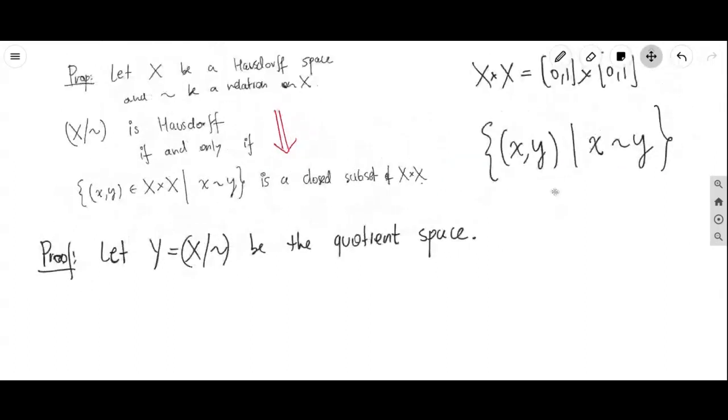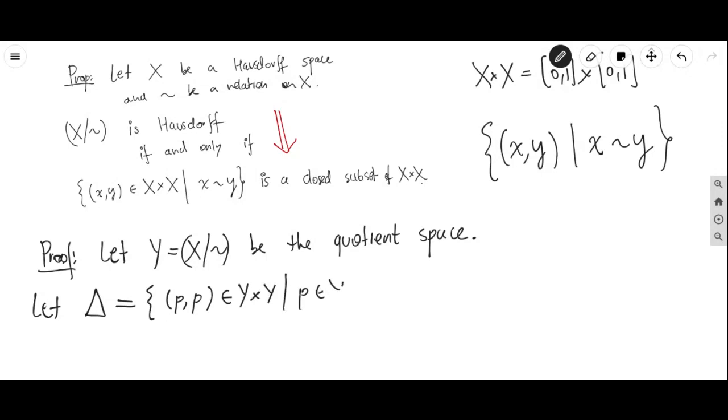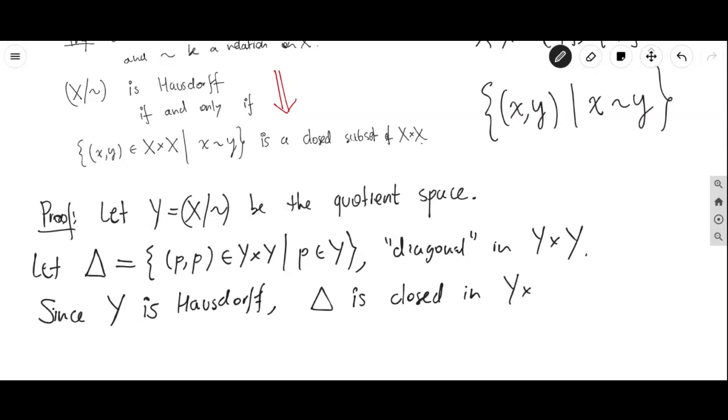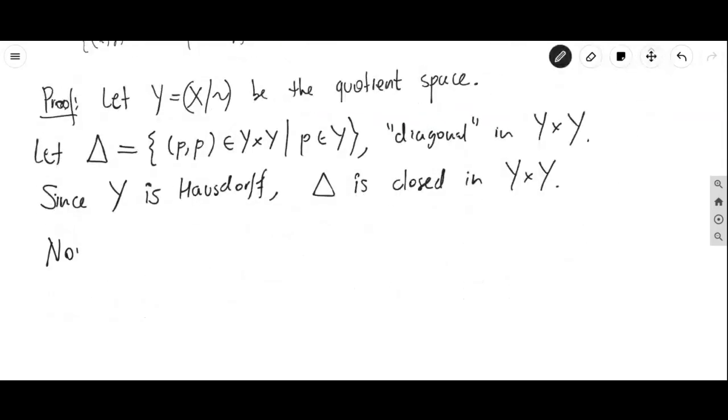So now that we have the quotient space, let delta be the set of points, let's say (P, P), where P is in Y. So this is called the diagonal in Y times Y. Since Y is Hausdorff, which is what we're assuming, delta is closed in Y times Y. Now construct the map.